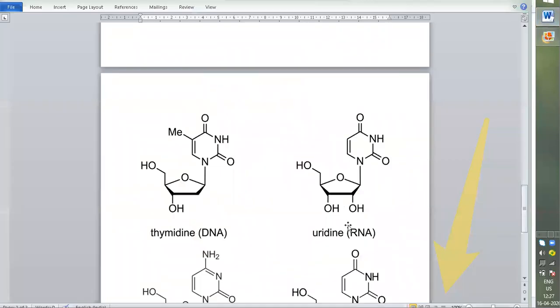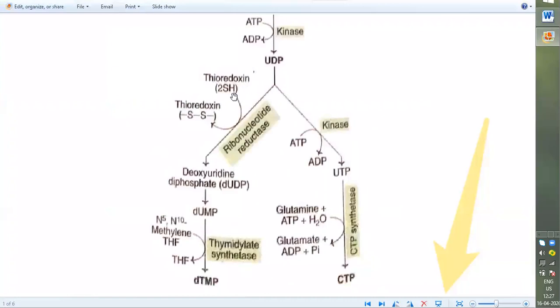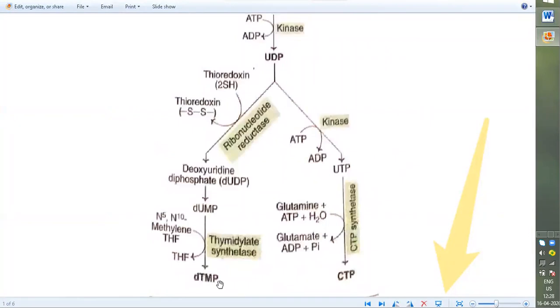Now uridine has a hydroxy group at the second position. This is a reduction reaction, which means two hydrogens are added at this position and this hydroxy group will be removed. So now it is converting into deoxyuridine. Okay. Two hydrogens will be attached here and the OH will be removed. That's why this is called deoxyuridine diphosphate. And this DUMP finally converts into DTMP.